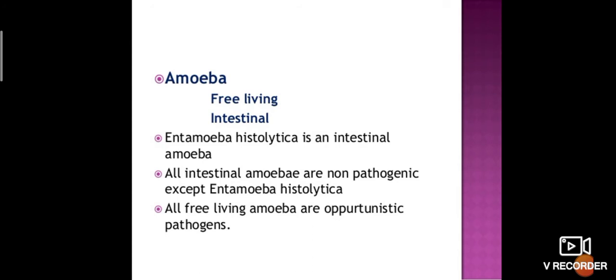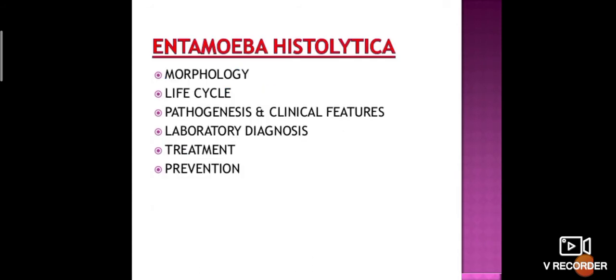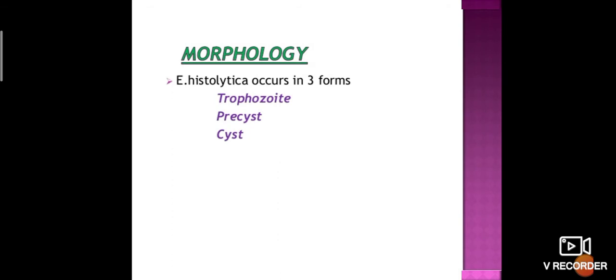It is infectious. All free-living amoeba are opportunistic pathogens, meaning when our body immunity is low, they attack our body. So in this presentation, I would discuss its morphology, life cycle, pathogenesis and clinical features, laboratory diagnosis, treatment and prevention. So, morphology: Entamoeba histolytica occurs in three forms. First is trophozoite, precyst and cyst form.